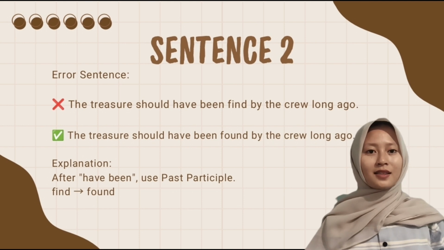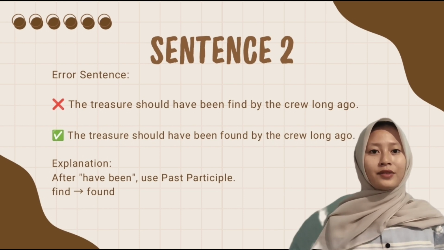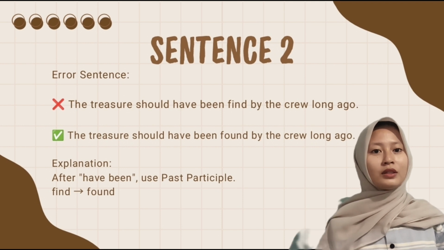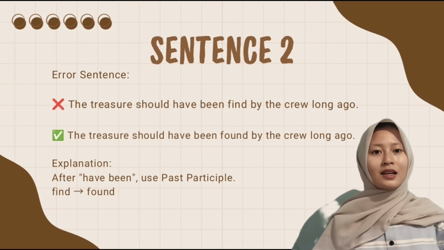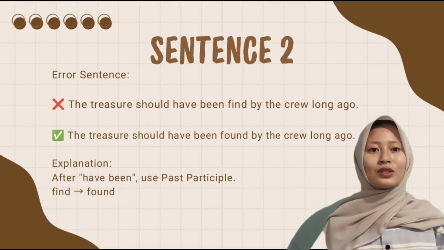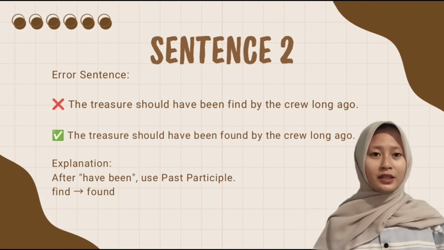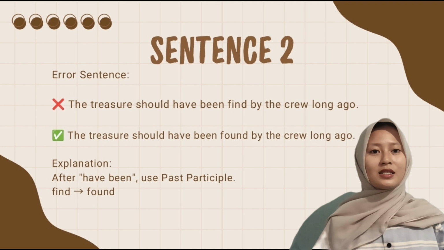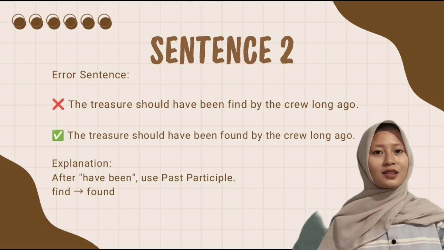The second sentence is, "The treasure should have been found the crew long ago." The error is the word "find." The correct sentence is, "The treasure should have been found by the crew long ago." After "have been," we use a past participle form. Therefore, "find" must be changed to "found."